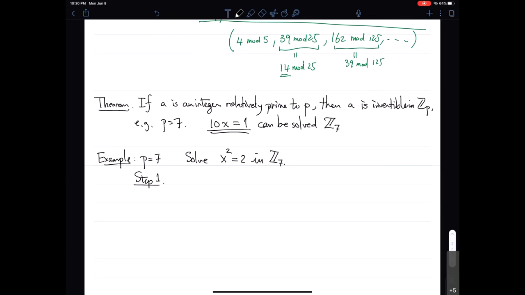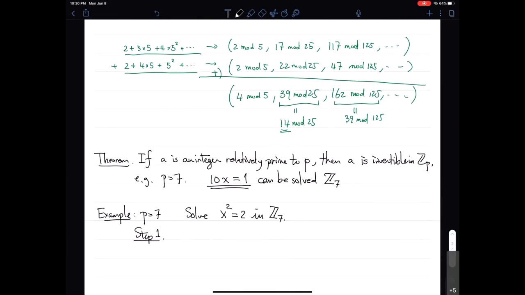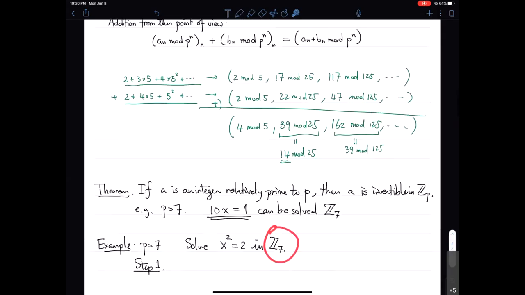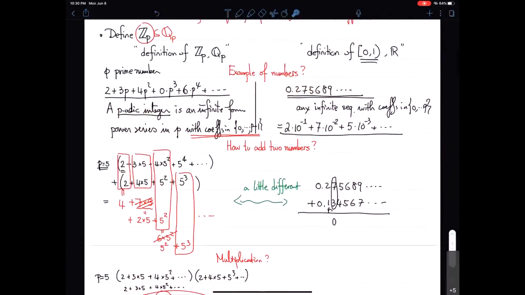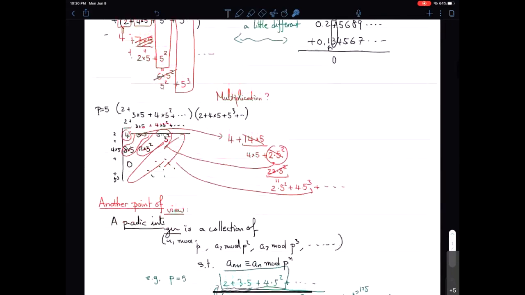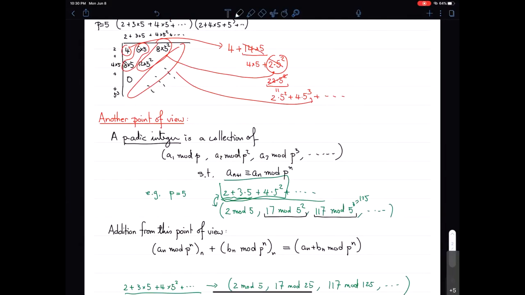So remember, what is really Z7 here? I didn't really define Z7. Shoot, I'm very sorry about this. So what Zp is, is all the p-adic integers.